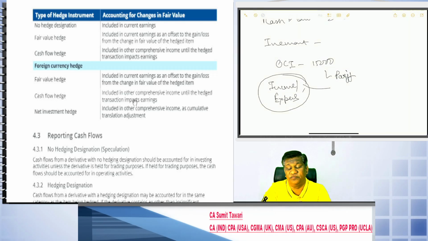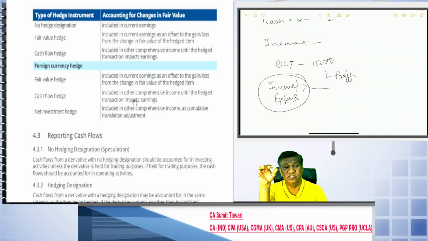And the cash flow hedge, we need to route through other comprehensive income. But when we conclude the cash flow, when we dispose of the entire liability, then we need to transfer from other comprehensive income to the income statement. And for the foreign currency hedge, the same thing. The fair value is basically routed through current earnings. Cash flow, first we need to route it through other comprehensive income. Once we settle the liability or settle the amount, then we need to transfer to the income expenses statement.